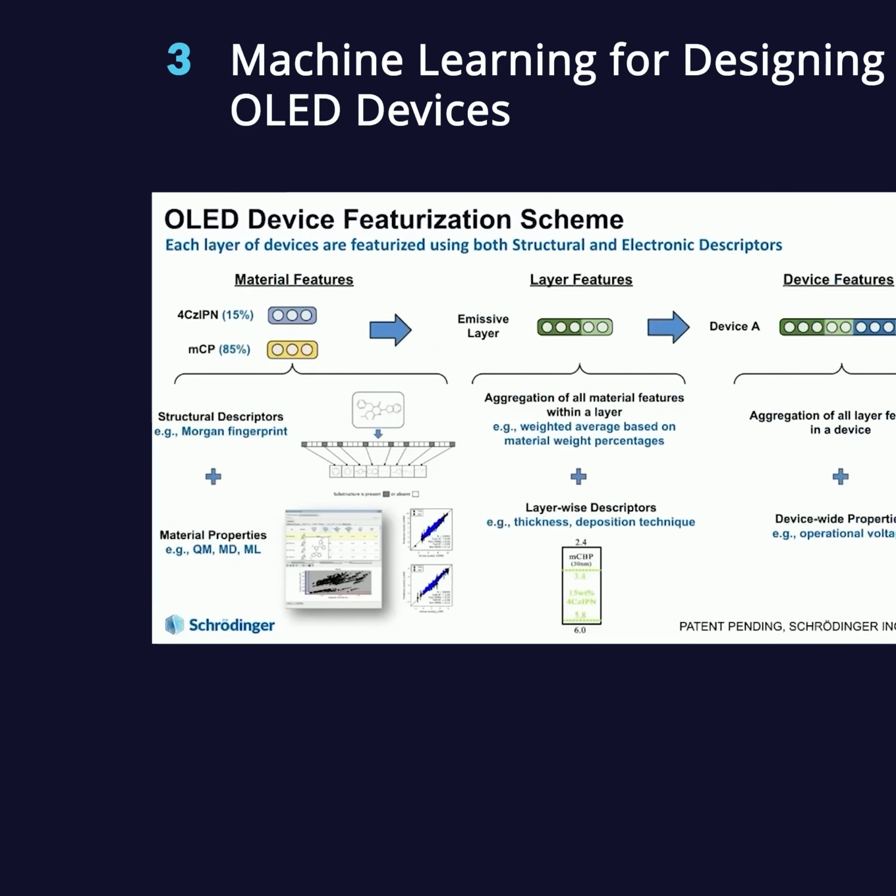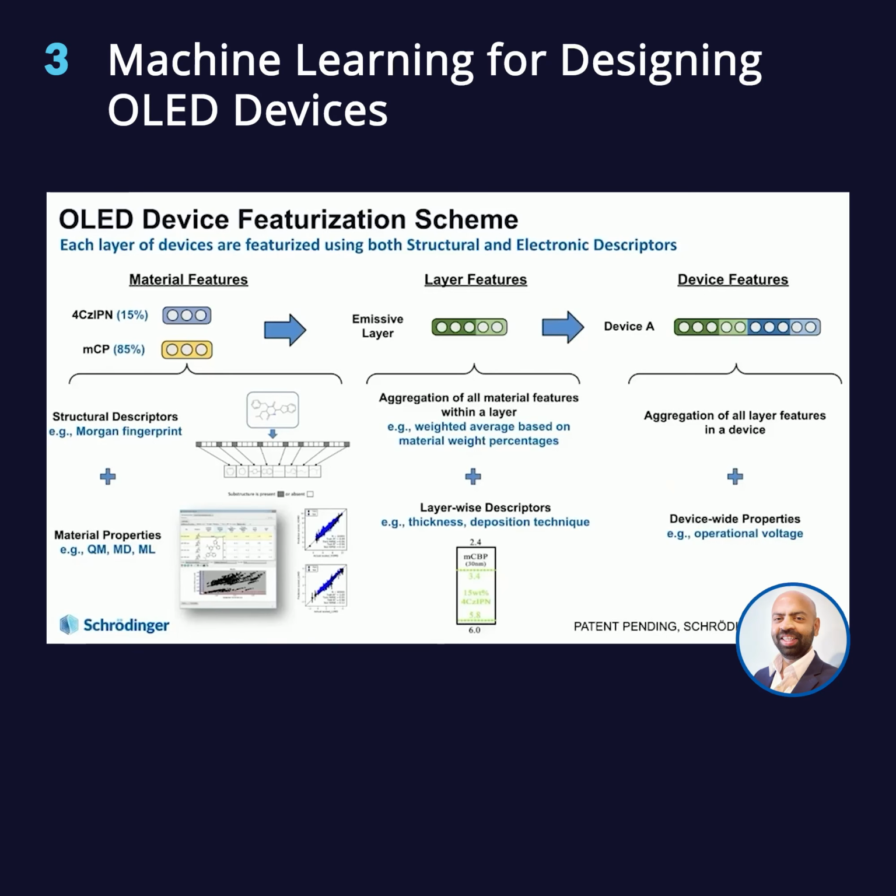So we are putting lower level machine learning models trained on quantum mechanical data into higher level machine learning models trained on the device property data. So in addition to the materials features, we provide layer features like the dopant, the layer thicknesses as well, and we can also provide device features like the operational voltage of this OLED device.